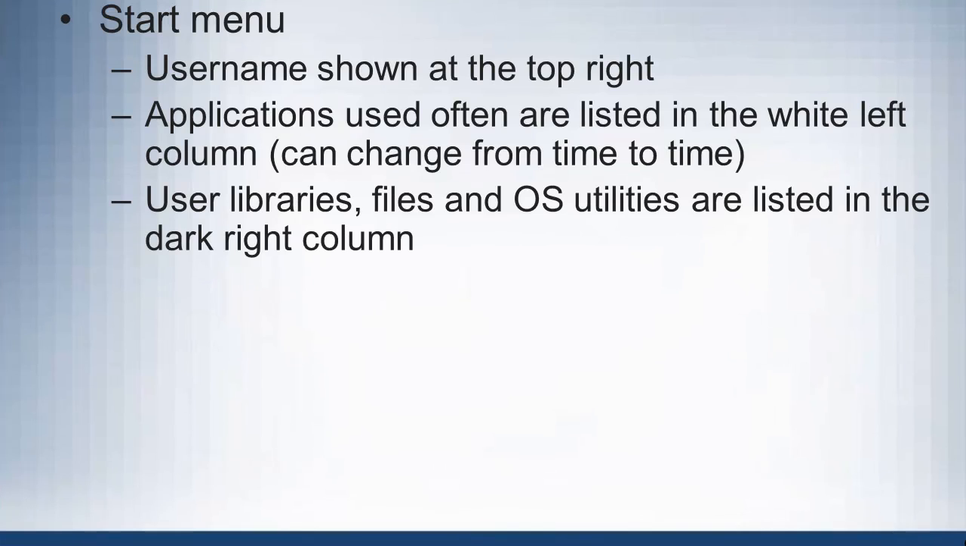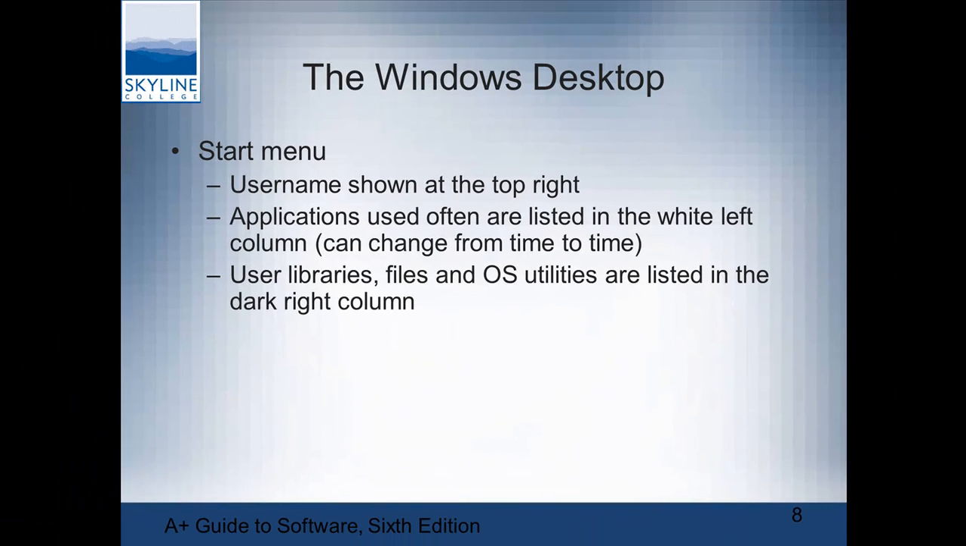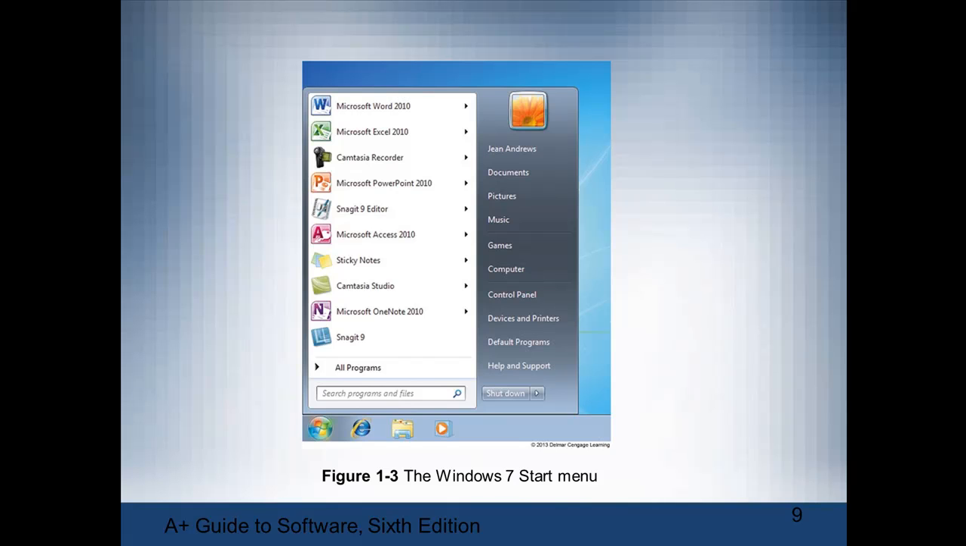Okay, so we're back to the desktop again. The user name is at the upper right, and the applications used often are listed in the white column on the left. The library files and the OS utilities are listed in the column on the right. You can add to libraries if you want something listed there. There's quite a bit of flexibility in this start menu when we go there.